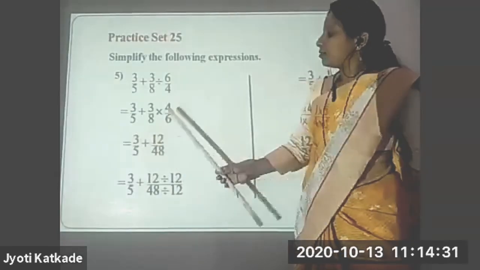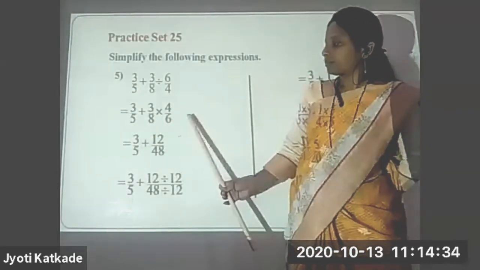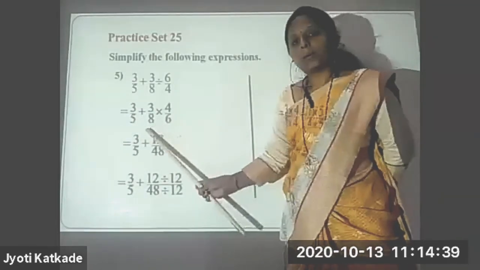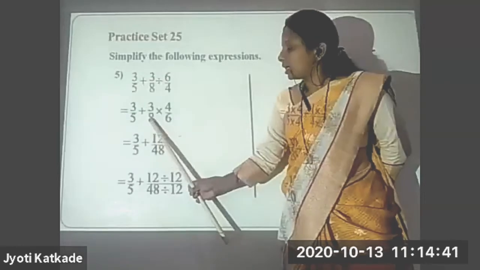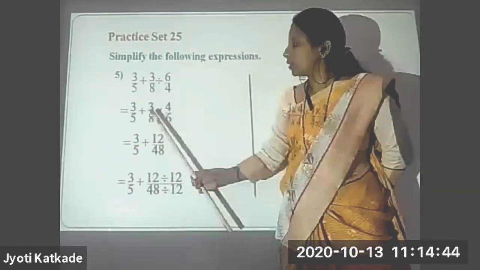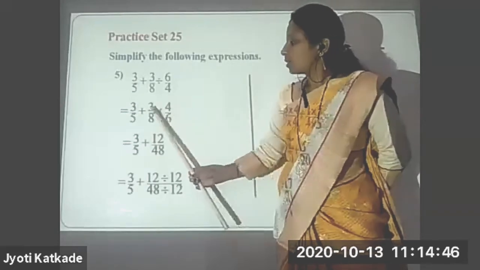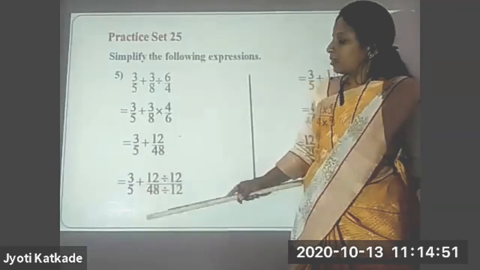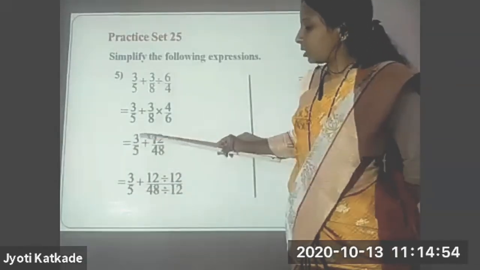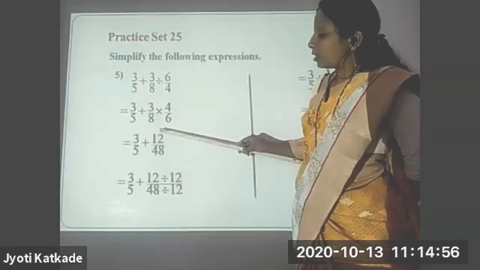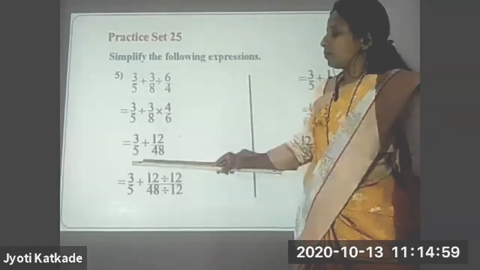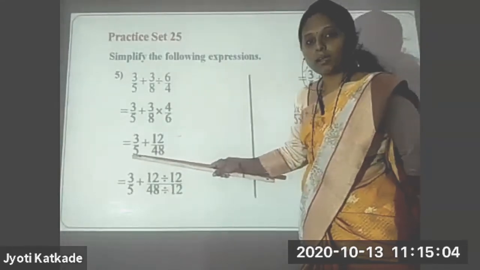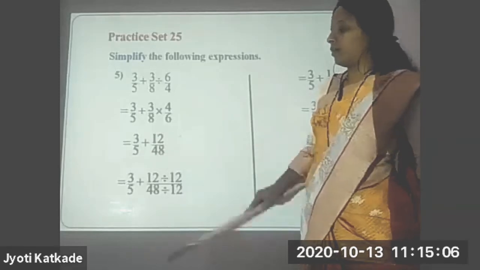Okay. Now do the multiplication. You know that 3 upon 5 and plus as it is. When we multiply fractions, multiply numerator with numerator and denominator with denominator. So 4 3s are 12 and 8 6s are 48. Now we get 3 divided by 5 plus 12 upon 48. To do this addition, our denominators are different: 5 and 48.